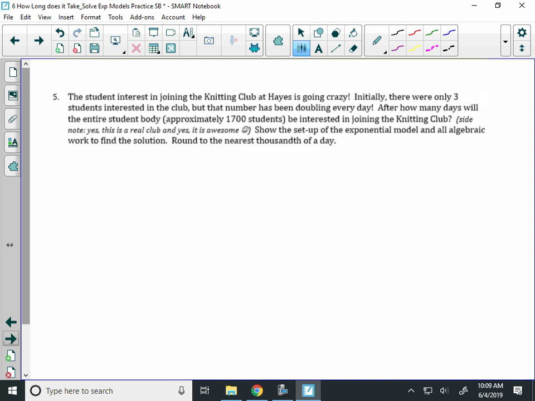All right, number 5. The number of students interested in joining knitting club at Hayes is going crazy. Initially, there were 3 students interested in the club, and the number of people wanting to join knitting club, which is a real club, by the way, doubles every day. So if I wrote my equation, I would say there were 3 people initially. It's doubling every day. Now we want to know how long until the entire school of Hayes wants to join knitting club, which is 1,700 people. So instead of Y here, I'm going to put 1,700. I want to know how many days until there are 1,700 people in this club.